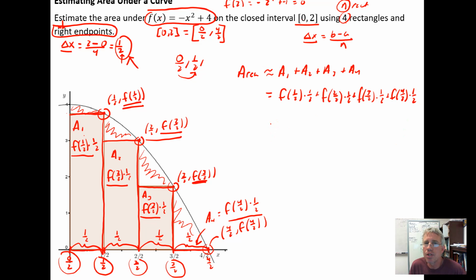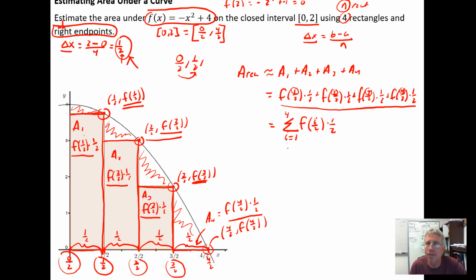And as in the previous video, what we want to identify is that we can rewrite the sum using sigma notation. I want to notice the only thing changing is the numerator in the function inputs. It's starting at 1 and getting incremented by 1 until it gets to 4. So I'm going to take the sum from i equals 1 to 4 of the function evaluated at, and I'm going to rewrite the input as i over 2. As our numbers increment from 1 to 4, we get 1 over 2, 2 over 2, 3 over 2, 4 over 2, times the width of each of the rectangles.